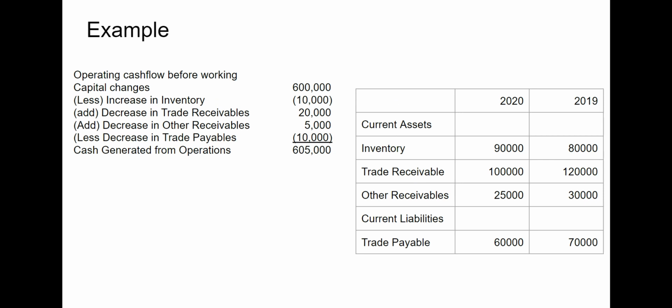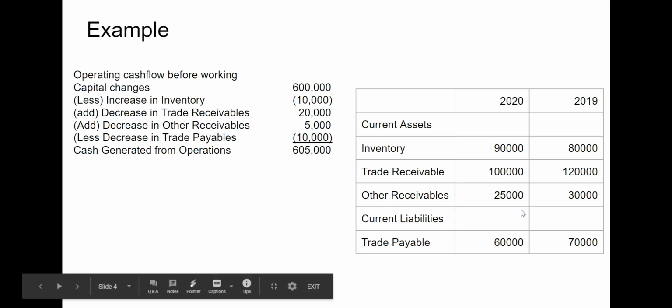Trade receivables. Now the trade receivables have decreased, and that means effectively overall there's been a net repayment of the money that we are owed by our customers of 20,000, and therefore that means that we've received more money from our customers than the actual money that they would have owed us just from the year's sales. So that would be to add the decrease in trade receivables of 20,000. And then over here on the other receivables, we've also got a decrease of 5,000. So again, we need to add that 5,000.